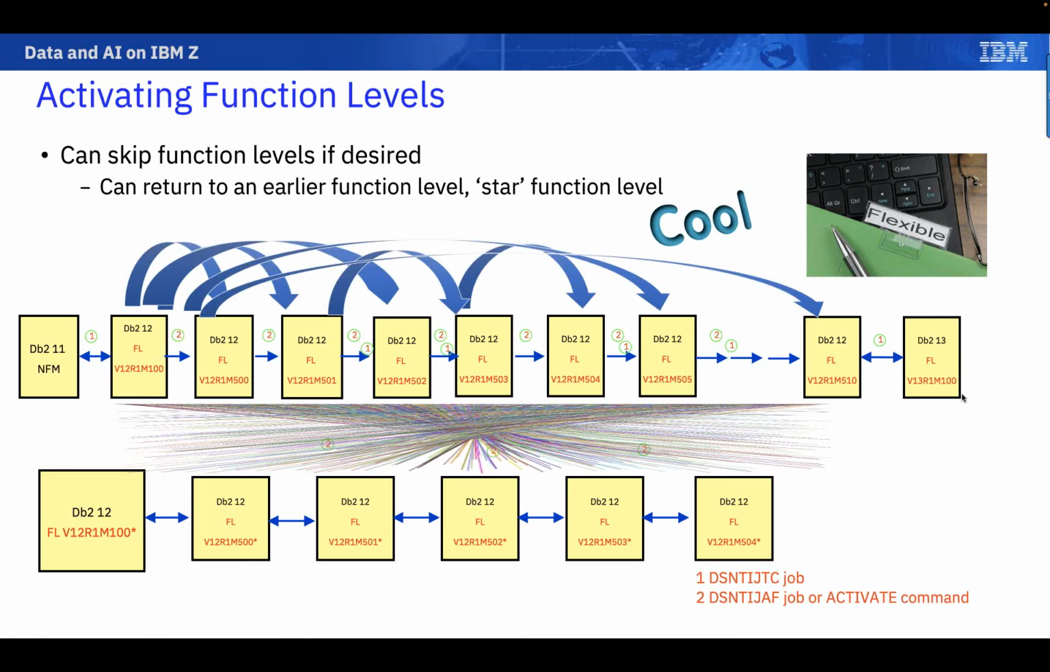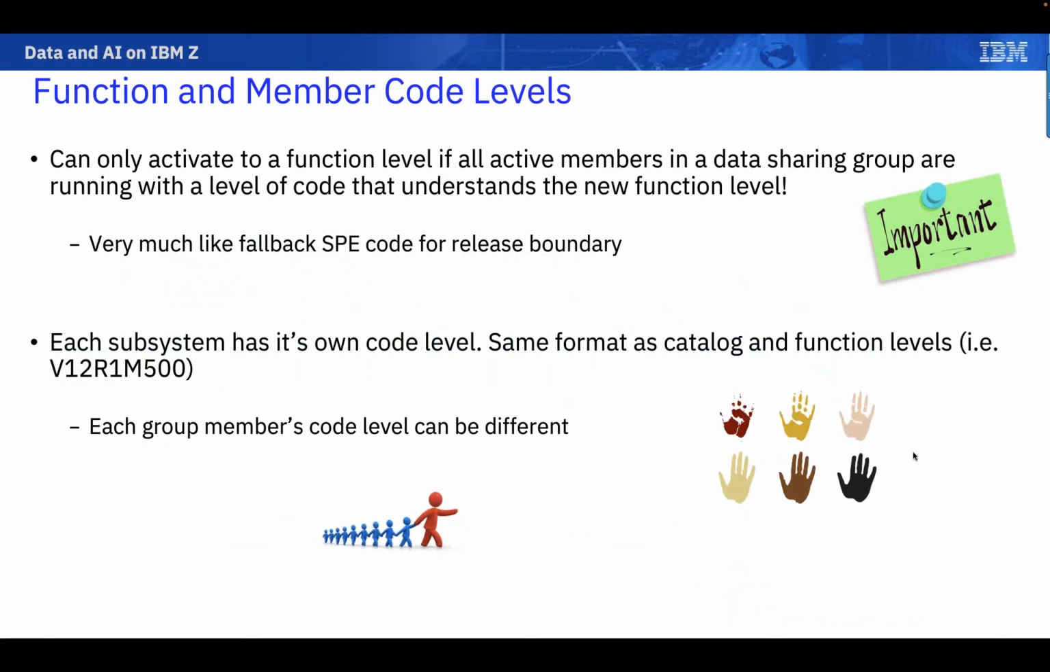Okay, thank you, Anthony. So you can only activate a particular function level if all the active members in a data sharing group are running with a code level that understands that new function level. Hopefully that makes sense to everyone. As I said a minute or two ago, everybody likely has a 510 level of code right now, and if you don't, you're probably getting close to that. So if you're up at that level, you're going to be able to activate any function level that you want.